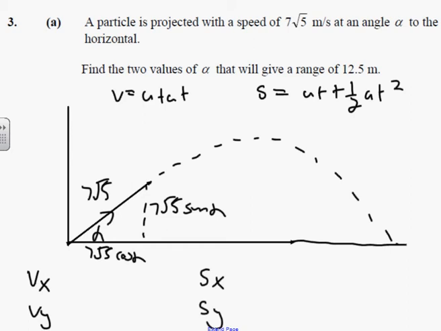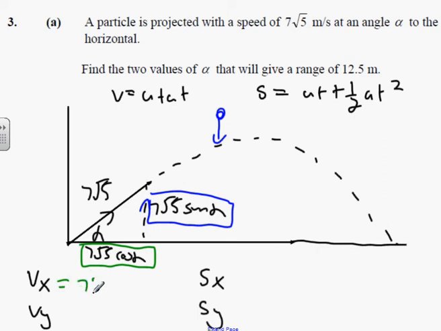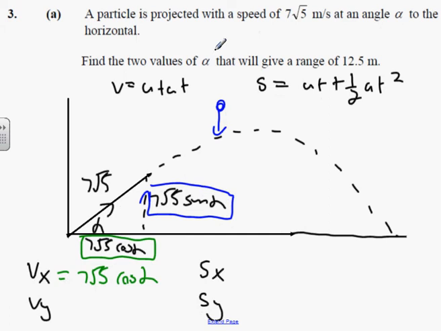What way does gravity act in this question? Directly down. And because gravity is acting directly down, it only affects the speed that's going directly up. The speed that's going to the right always remains the same. So vx is 7 root 5 cos alpha. That's set in stone. It's never going to change. The one that does change, however, is vy. vy is 7 root 5 sin alpha. And remember, that's your u value.